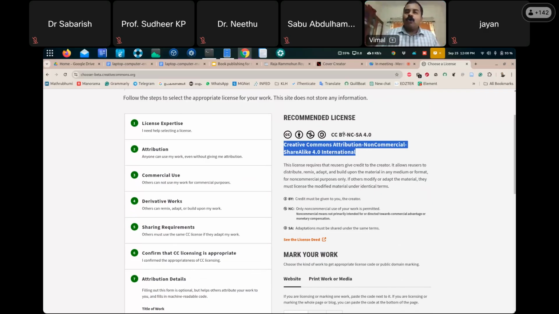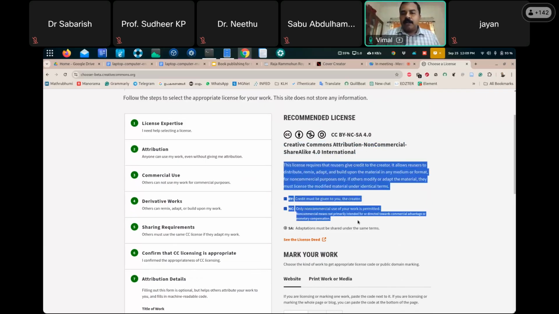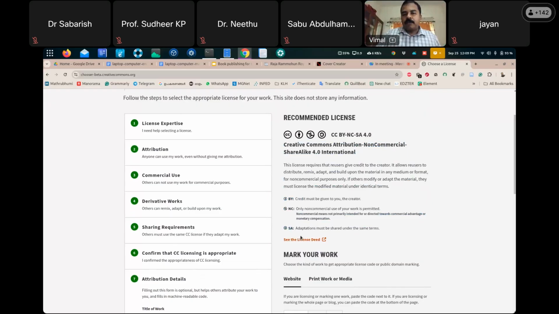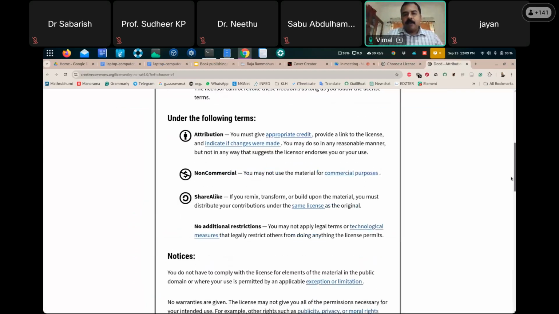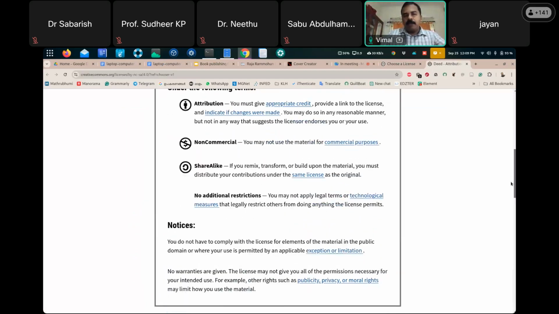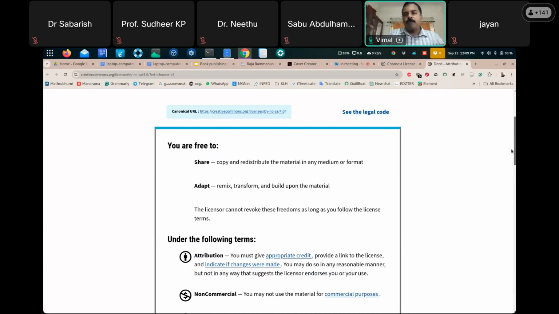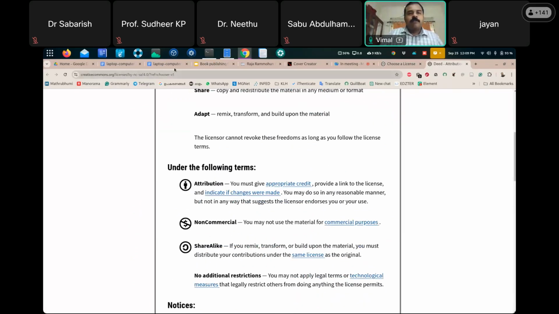This is the logo of the license. You can mention it on the website page of the book. These are the details of the license. If you want the detailed deed of the license, click on the link. You can copy these conditions on the website page of your book. See here.